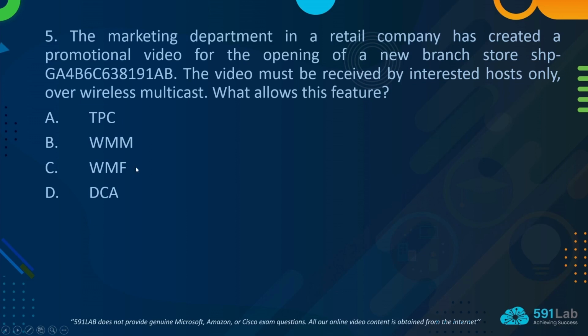It uses Internet Group Management Protocol, or what's called IGMP, to keep track of the participants of the group. So it uses only the interested hosts, not all groups, just like the WMM. It uses only the entities or the clients in that specific group. So the answer in this case is going to be WMF, wireless multicast forwarding.